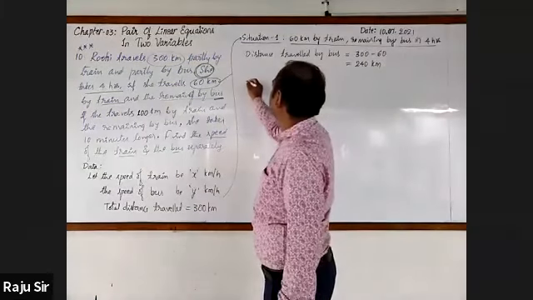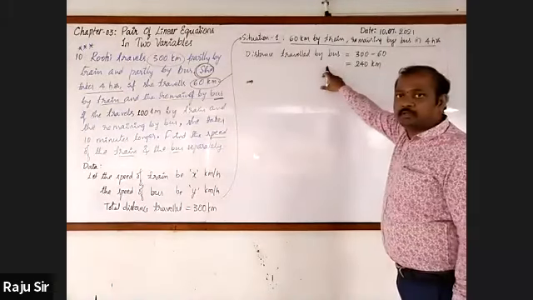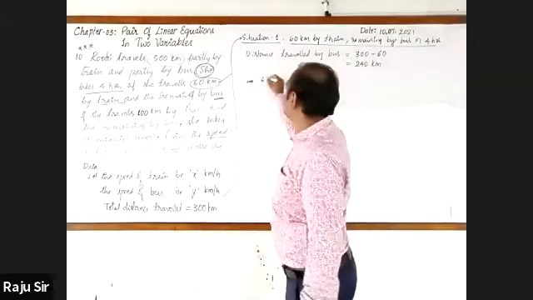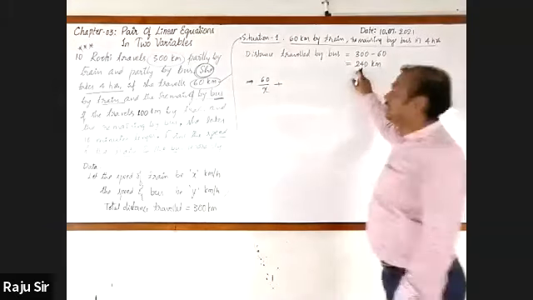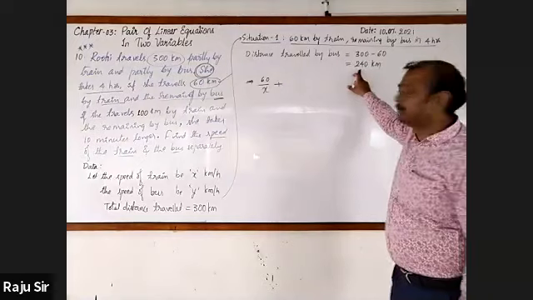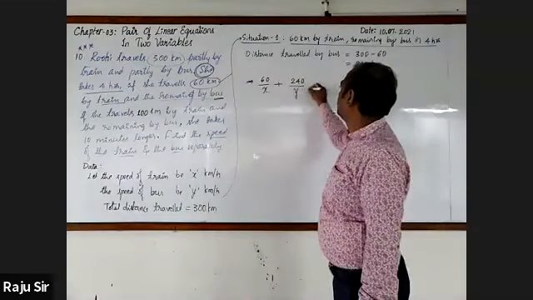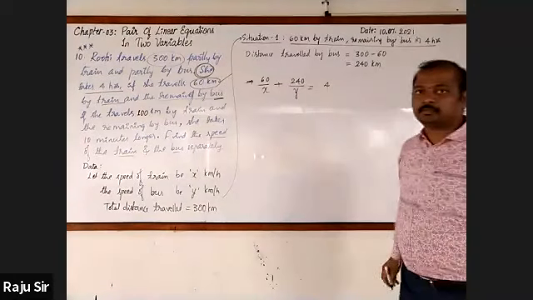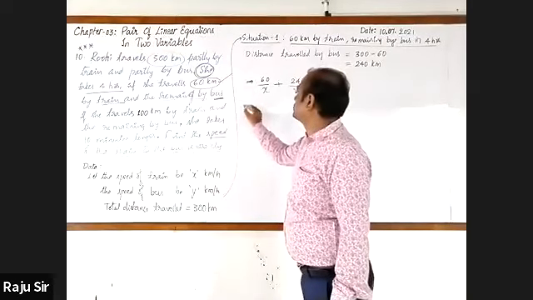The equation is time taken to cover 60 kilometer by train, it is 60 by x, plus remaining by bus, time taken to cover 240 kilometer by bus, it is 240 divided by y, is equal to 4. Let it be as it is. Now let's move on to second situation.